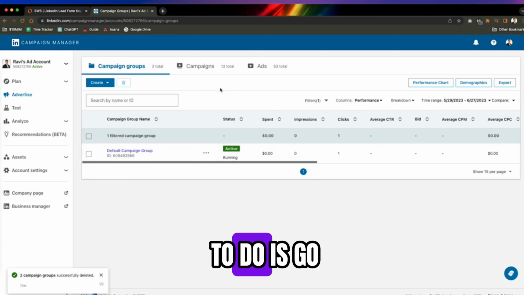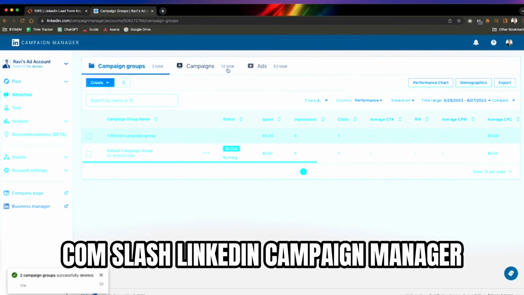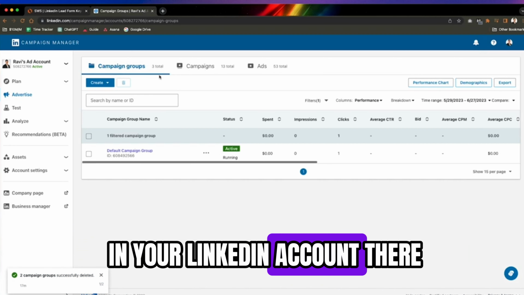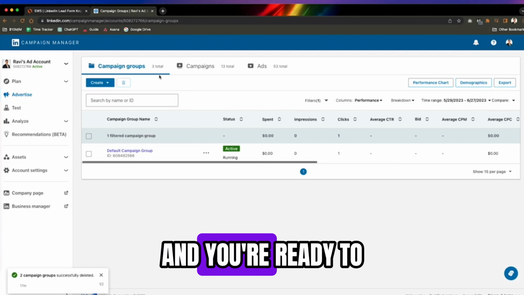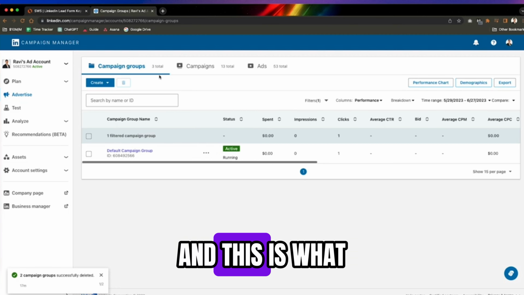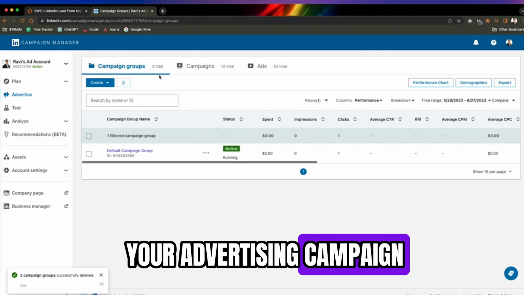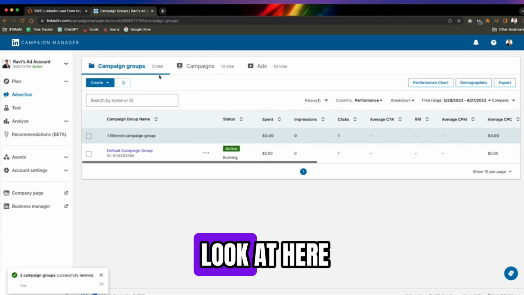But all you need to do is go to LinkedIn.com/LinkedIn Campaign Manager, and you can log in to your LinkedIn account there, attach a credit card, and you're ready to start running ads. And this is what the main dashboard looks like whenever you're setting up your advertising campaign. So there's three main areas you want to look at here.